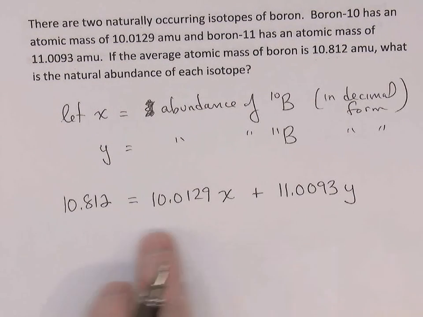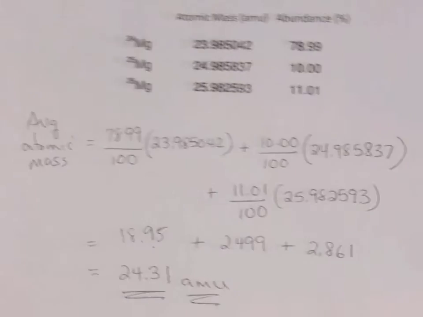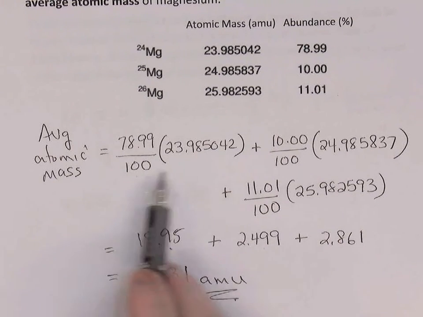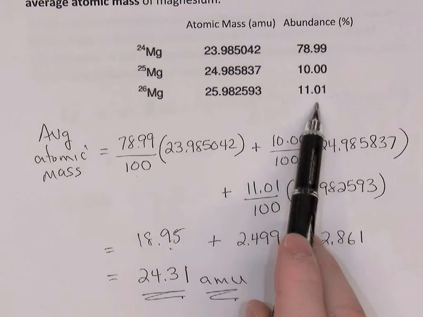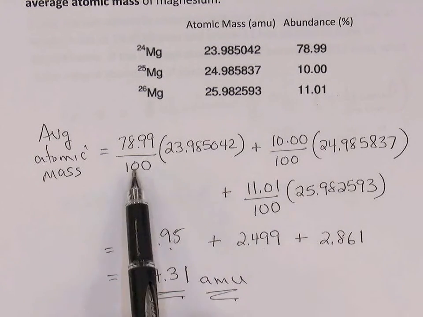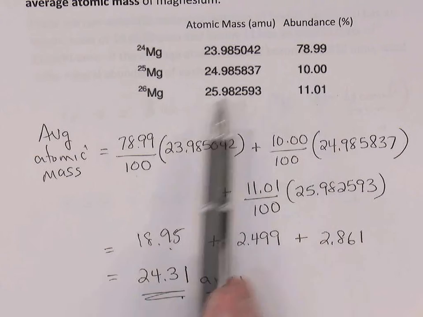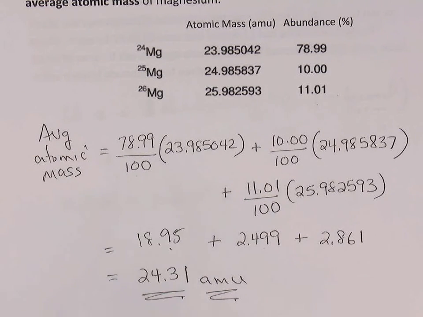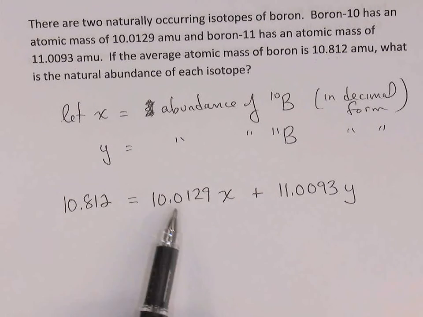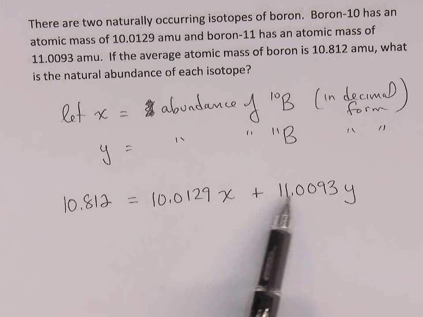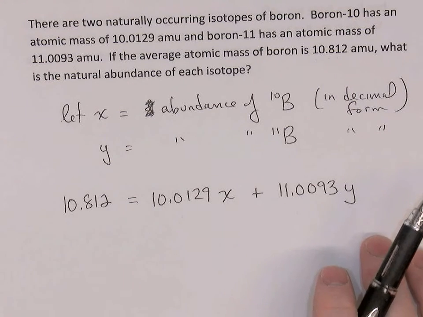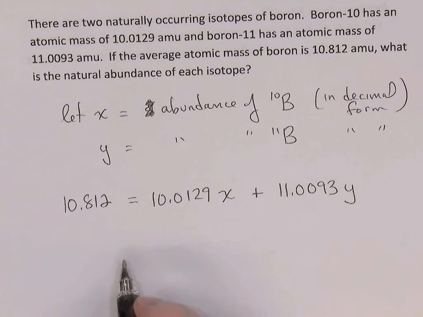Now I hope you can see that equation and think about what we just did a moment ago for magnesium and see the exact same idea. Here we divided by 100 because the abundances were in percentage form. If we were expressing these in decimal form, then we would have said the mass times 0.7899, which is what we're doing here, the mass times X plus the mass times Y. So there's one equation, but it has 2 variables. We're going to need another equation.